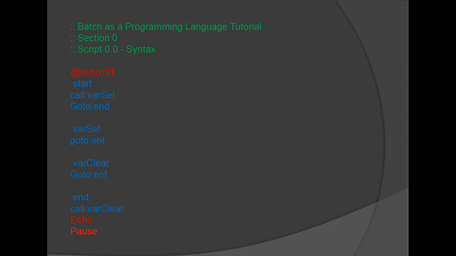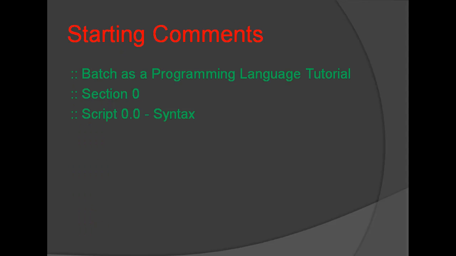Now we will break down the program line by line. We will open the code with three comments denoting what the batch script is. The first line will contain the name of the tutorial, the second the section, and the third will state which script we are looking at.